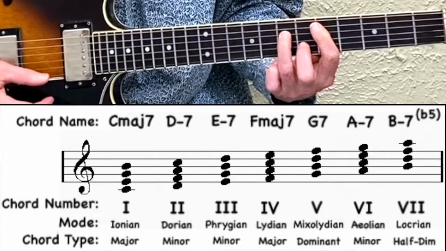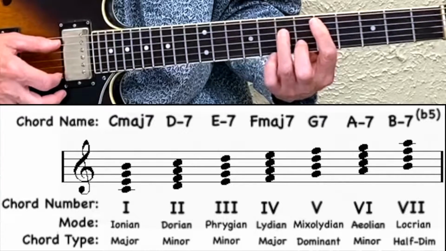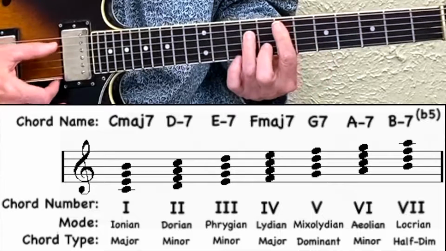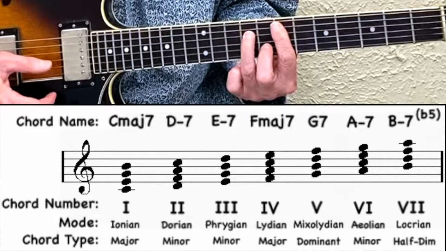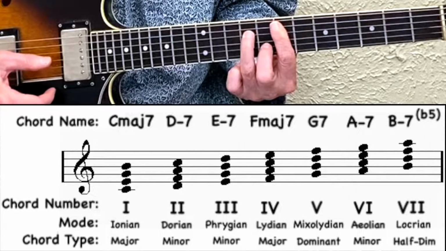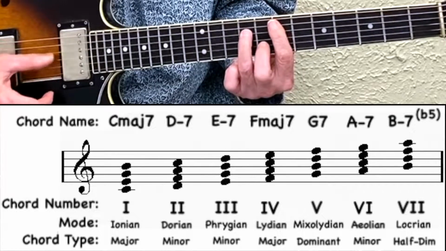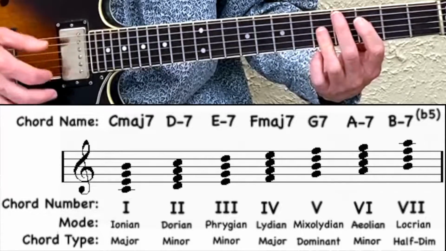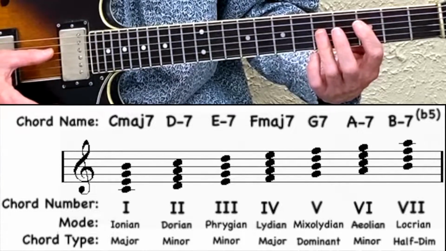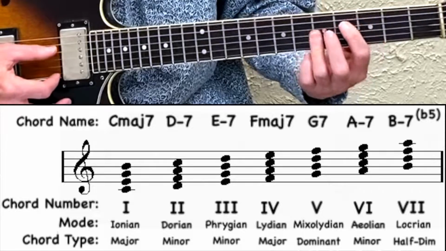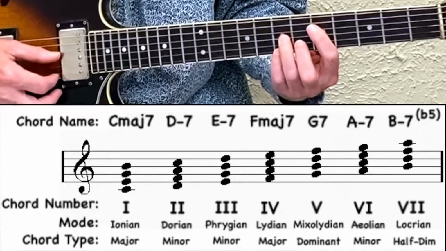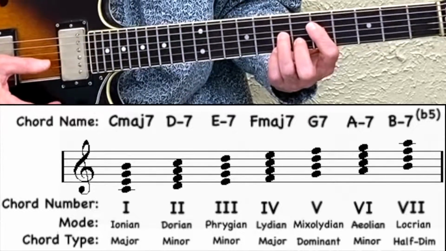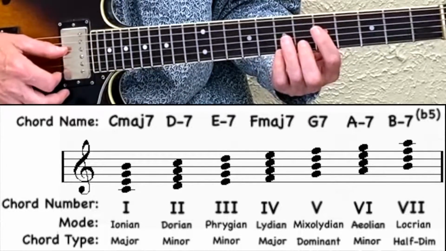2 is minor 7, D minor 7. The mode is Dorian. The chord type is minor 7. 3, E minor 7. That's Phrygian mode. It's a minor 7 chord type. 4 is F major 7. That's a major 7 chord type. It's a Lydian mode. 5, G7. That's a dominant 7 chord. The mode corresponding to that is Mixolydian.